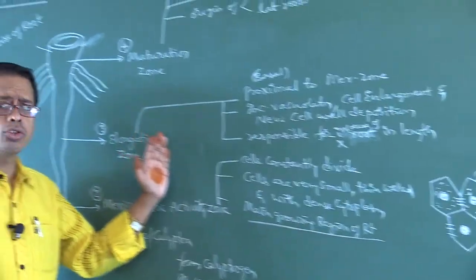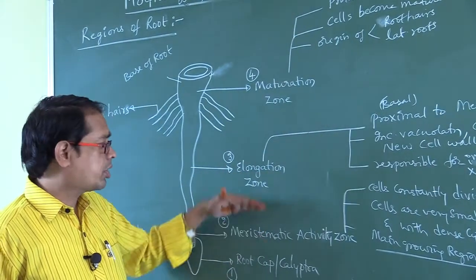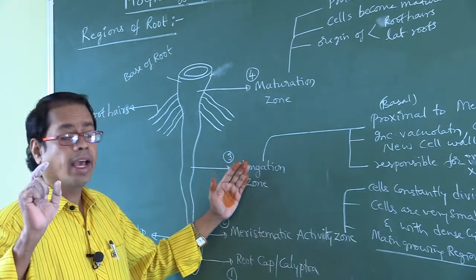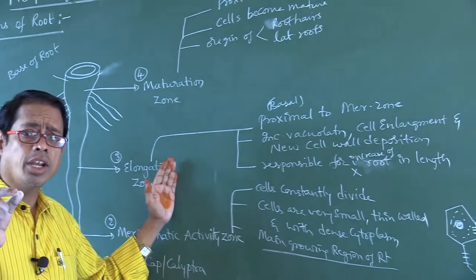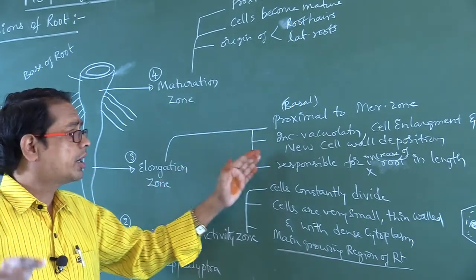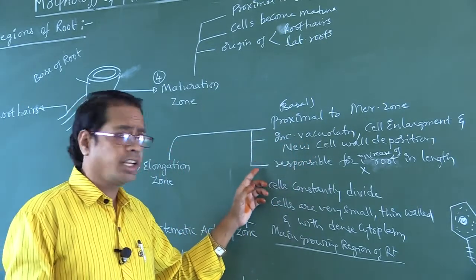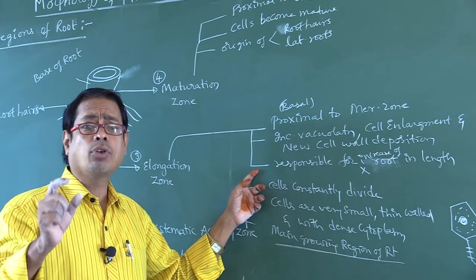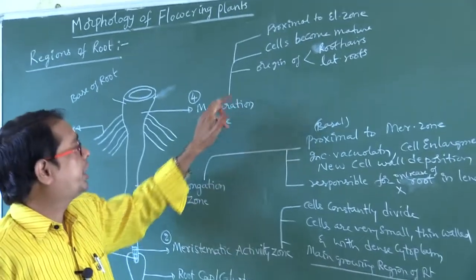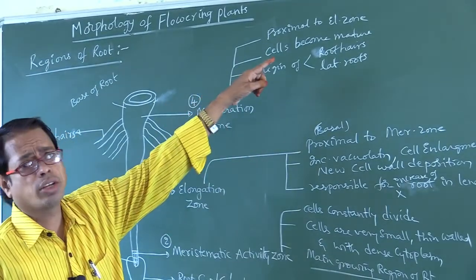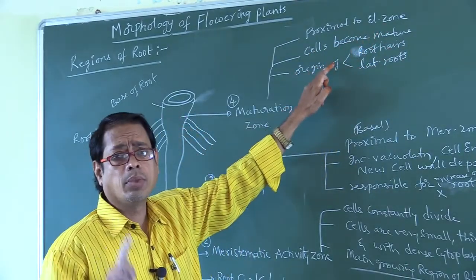Next, the elongation zone. It is present above the meristematic zone, that is, proximal to the meristematic zone. What are the characteristics? Increased vacuolation, cell enlargement, and new cell wall deposition are the characteristics of elongation. It is responsible for the increase of root in length. Next, the maturation zone. It is proximal to the elongation zone. Cells become mature.